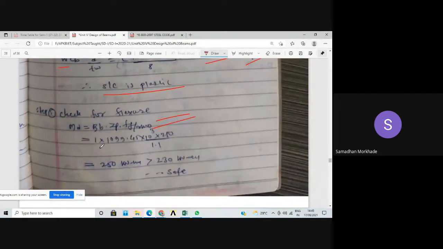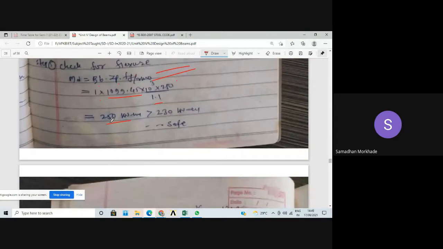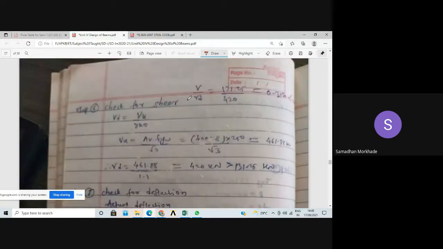So beta B 1, ZP 1099, FY 250, 1.1. So design bending strength MD is 250, and actual bending moment is 230. So it is safe in bending. Check for shear. VD is equal to VN, nominal shear, divided by partial safety factor. VN is equal to shear area into FYW divided by root 3.